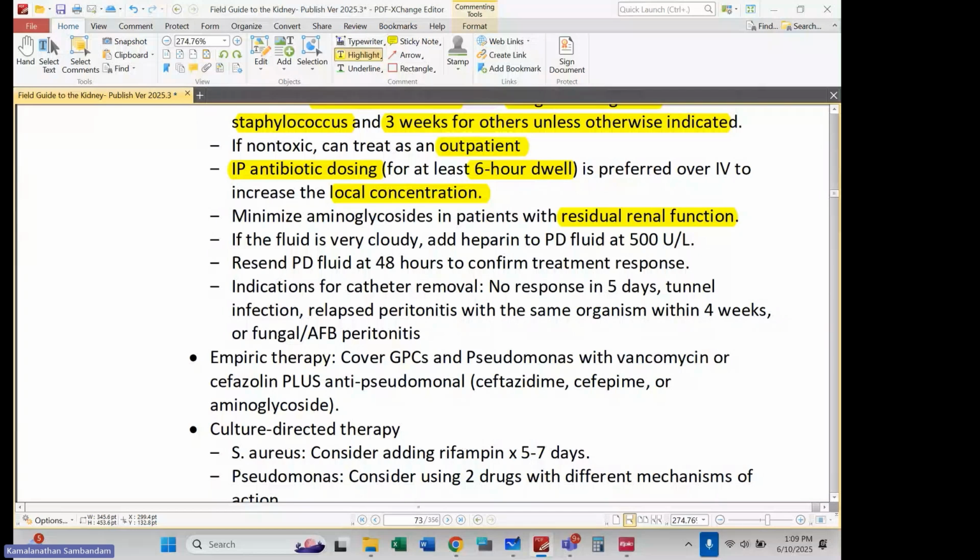But I've certainly, when I have an organism that's Vanc susceptible and everyone's okay with Vanc, you can make a pretty strong argument: let's just do IP Vanc and we'll monitor levels. Okay.